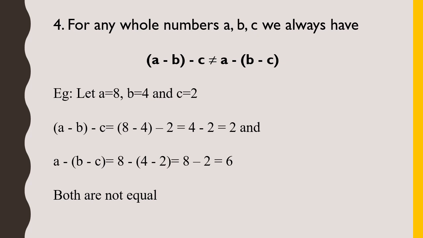Now we go for the right hand side. First we subtract b minus c. So 4 minus 2, we get 2, and then we subtract that from a, which is 8. So 8 minus 2 comes out to be 6. So both are not equal. So this property doesn't apply in subtraction. We have to keep it clear in mind. Now let's move on to the next.